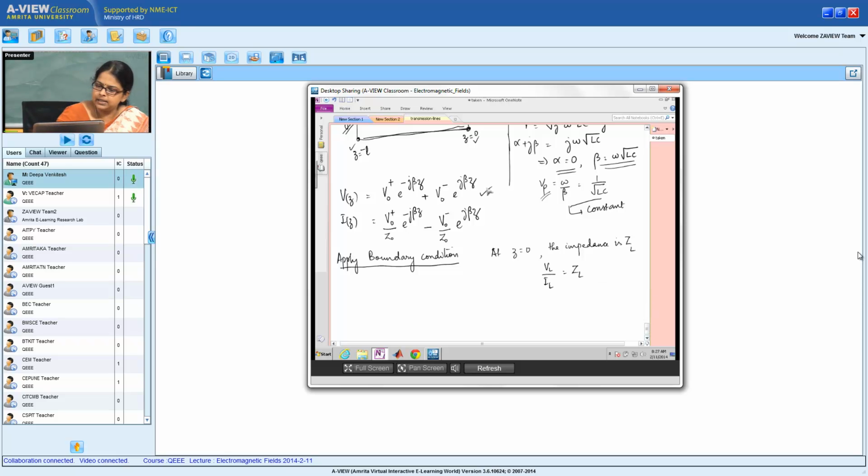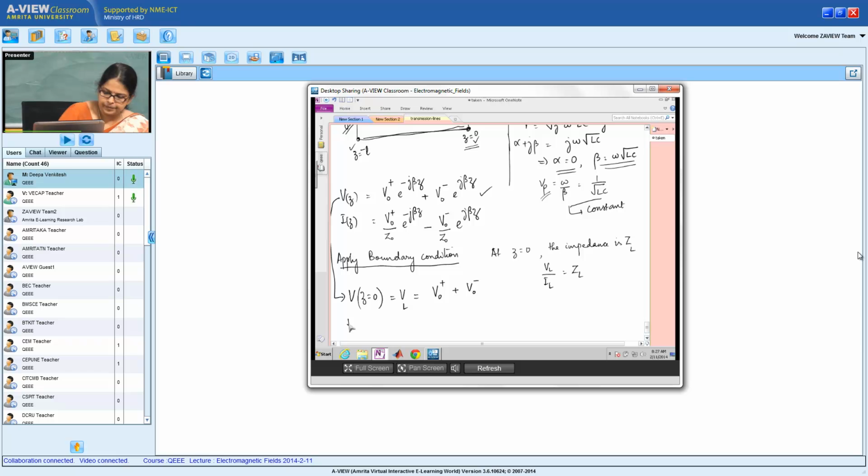But my analysis of the line says that the V(z) should be this. So where is the location of my load? I have conveniently chosen the location as z equal to 0. So at z equal to 0, whatever I measure across the load impedance should be equal to VL. And I put that condition on this equation, I get V0 plus V0 minus, because at z equal to 0, e power j beta z and e power minus j beta z reduce to 1.